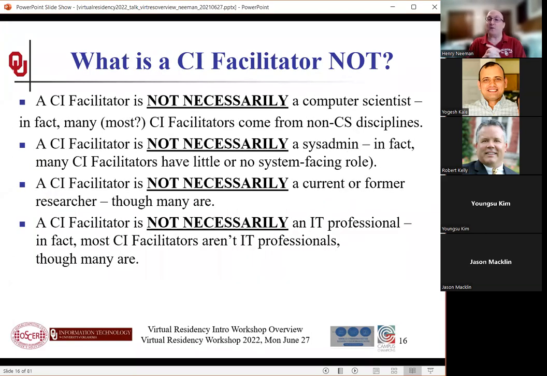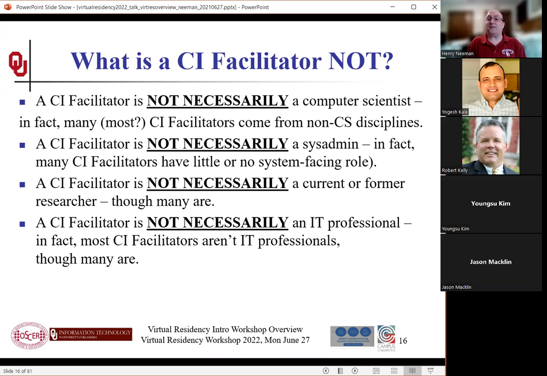Now, what's a facilitator not, or at least not necessarily? A facilitator is not necessarily a computer scientist. In fact, I would argue that the overwhelming majority of facilitators do not have a CS degree and come from a non-CS background. Now, there are plenty of CS folks, but they are far from the majority. You know, there's this joke they say about war is too important to be left to the generals. Well, by the same token, computing is too important to be left to the computer scientists. And I say that as a computer scientist.